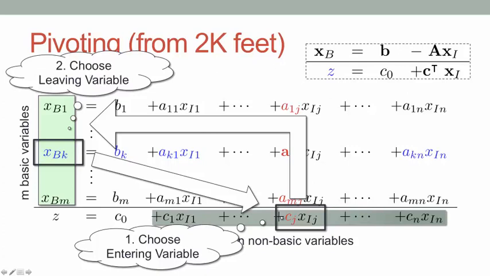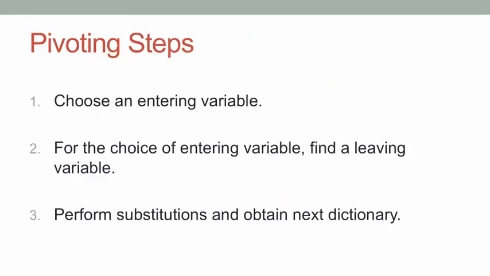Okay, so now that we have seen all of this, there is one last step that's the most important step, and that's the step of pivoting. Okay, so the pivoting is the third step where we have to perform substitutions to obtain the next dictionary.